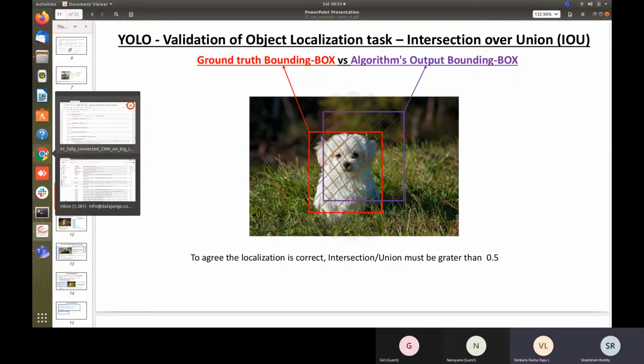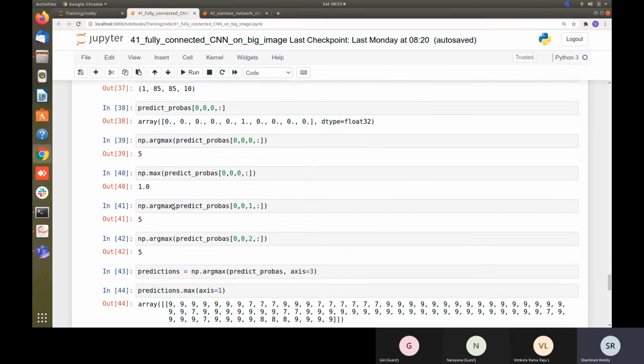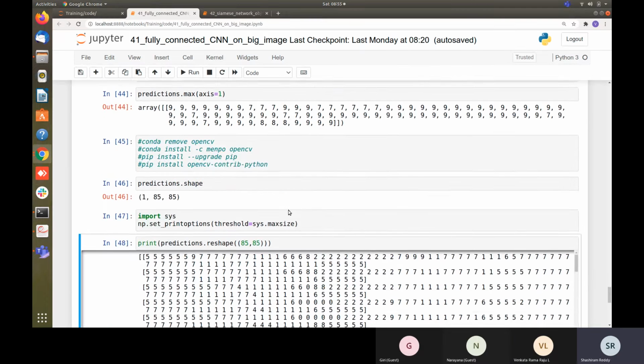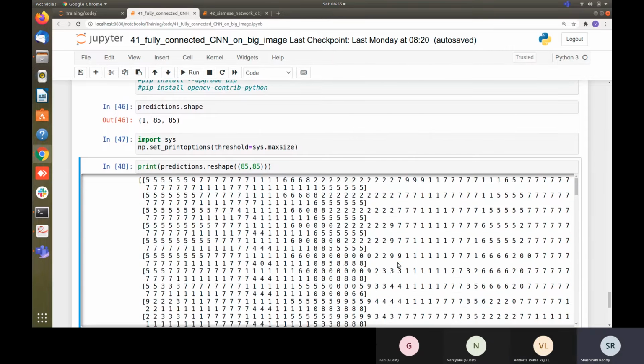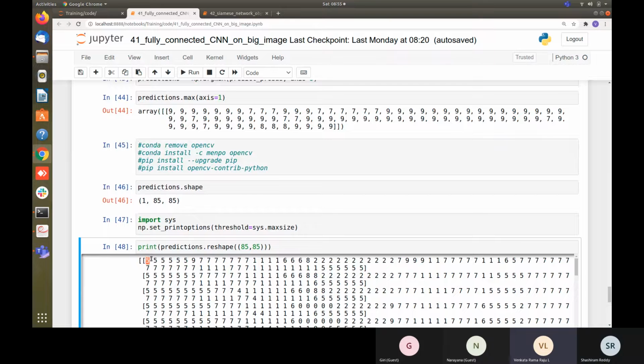Yes, sir. So the 8 by 8 matrix, what exactly does it contain, sir? Does it contain only zeros and ones? The 8 by 8 matrix will have elephant, dog, elephant, elephant, dog, dog, like that. Okay.